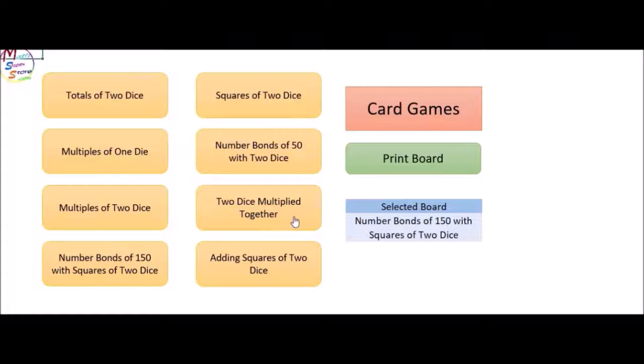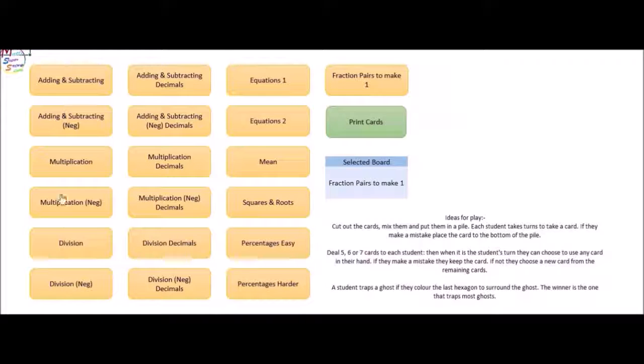Two dice multiplied together, add in squares of two dice. So you roll the two dice, square one, square the other and add them together. So these are eight variations of this game with rolling two dice. But if we go to the card games, now we have different selections of cards that we can use.